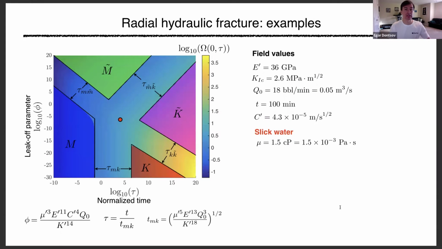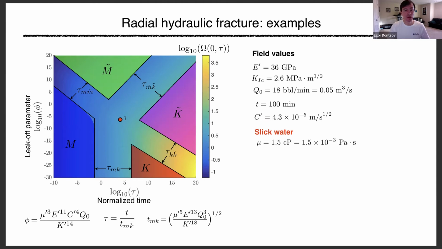So here's an example of how you would use it if you want to scale down an experiment, for instance. If you take some field values for the modulus, toughness, injection rate, time, and leak-off, what you do is just plug them into dimensionless time and dimensionless leak-off. Again, it's a horrible equation, but you can do it even in Excel. It gives you a point here. And this tells us, for instance, that both viscosity and toughness are important, so you are in between.